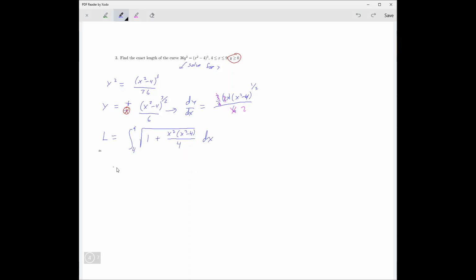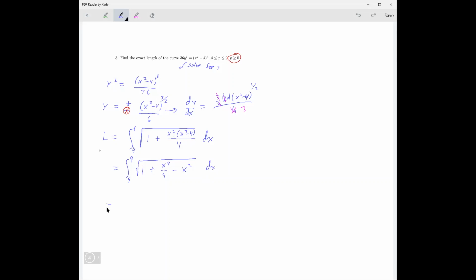Okay, this looks really bad, but watch what happens. Usually when it tells you to do these kind of things, it sets it up so that nice things happen. So try to look for nice things when you do these. If you distribute this x squared, you get x to the 4th over 4. And then you have x squared times negative 4 over 4, that's minus x squared. So you get that.